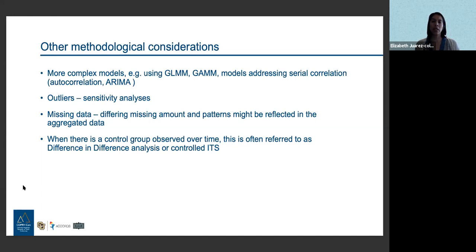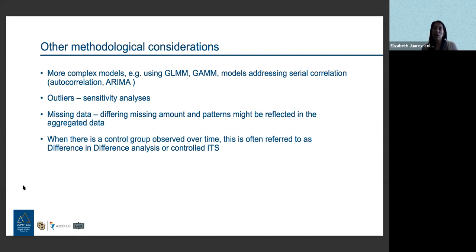Another point to consider here is that there could be a control group observed over time, which is extremely helpful when we're trying to make inferences about whether the intervention had any sort of effect in the outcome. And often, or not necessarily that often as we wish, there might be a control group that we can consider. This analysis is referred to as difference in difference analysis, and, as you can imagine, is a much stronger design than not having a control group.